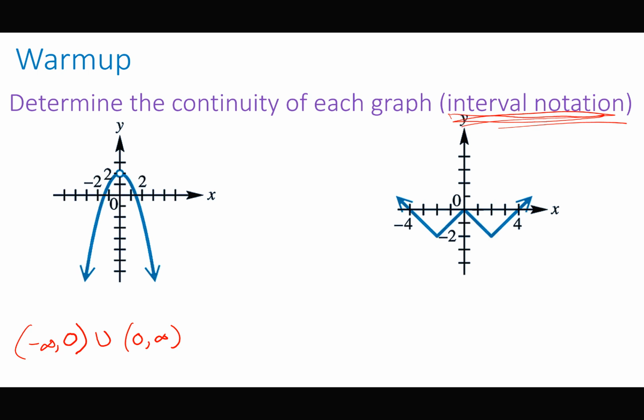Okay, the second one is a W shape. All right, so we can look at that one. We can see that there are not any open holes on this one. This one is solid, and it has these arrows continuing on to -infinity and +infinity. So this first one is discontinuous, and this one is continuous.